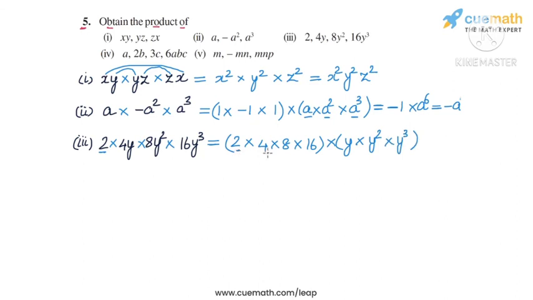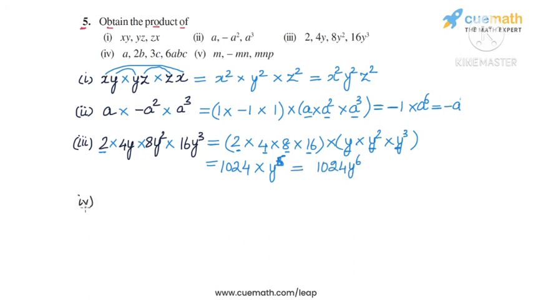Now 2 into 4 into 8 into 16, you can calculate this product. This will be 1024, and then we have y into y square into y cube. So that's 6 repetitions of y. So 1024 into y to the power 6. So this we can write as 1024 y to the power 6. This is the product in part 3.